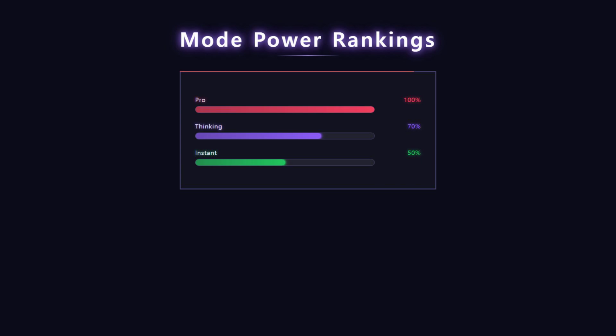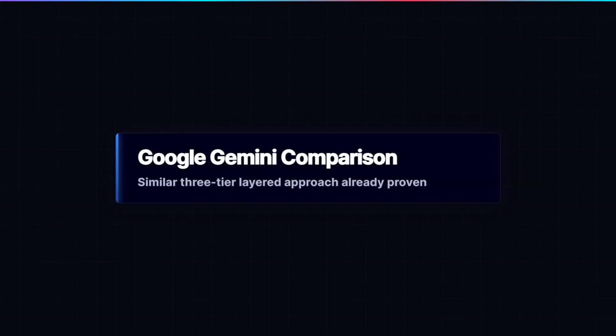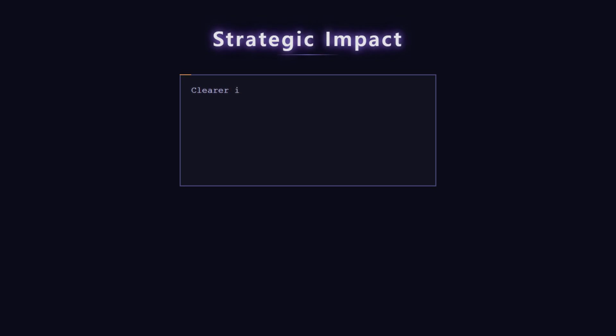What does this mean for the average ChatGPT user? If you are on a Plus, Pro, or business subscription, you now have a much cleaner mental model for how to interact with ChatGPT. Instead of wondering whether GPT-4o is better than o3 for a given task, you simply ask yourself, do I need something fast, something thoughtful, or something powerful? The labels do the heavy lifting for you.